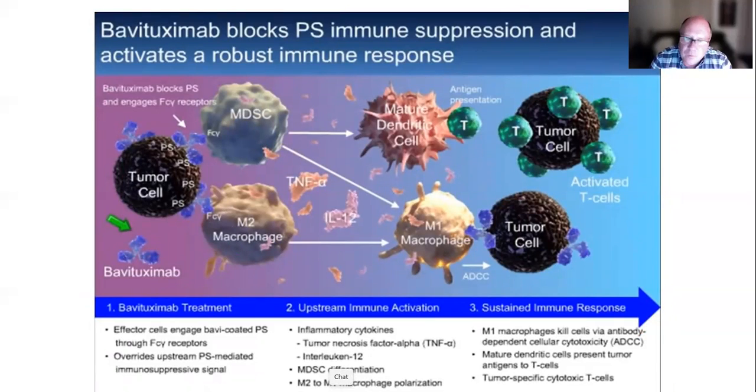Dr. Halassa, real quick, as a question, what are the implications of blocking this phosphatidylserine with an antibody? If this is an immune signaling molecule, what would be the implications of blocking it on the rest of the body?